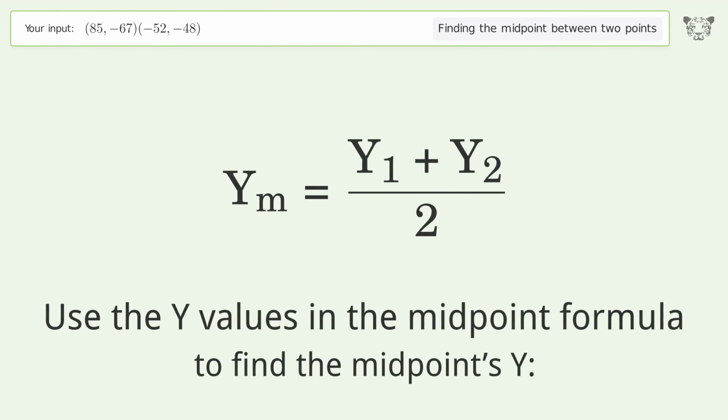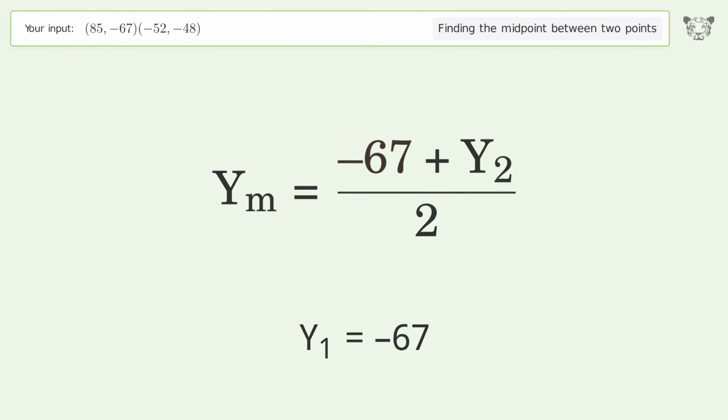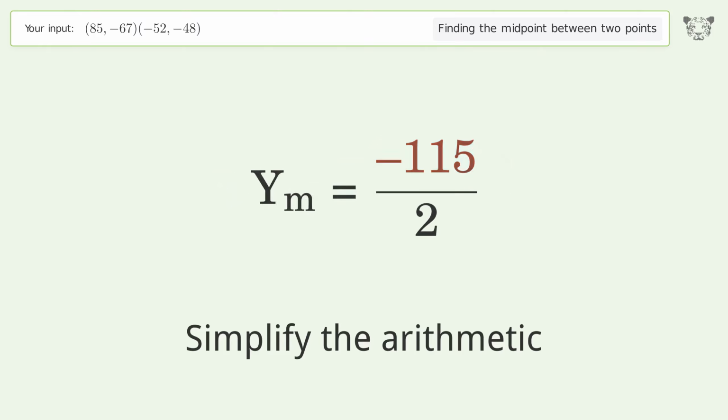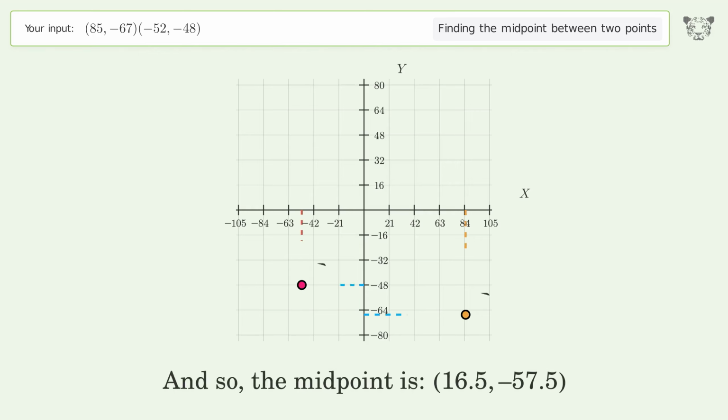Use the y values in the midpoint formula to find the midpoint's y. y1 equals negative 67. y2 equals negative 48. Simplify the arithmetic. And so, the midpoint is 16.5, negative 57.5.